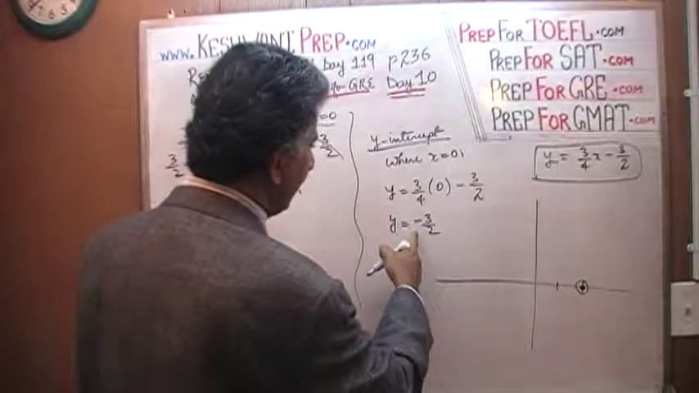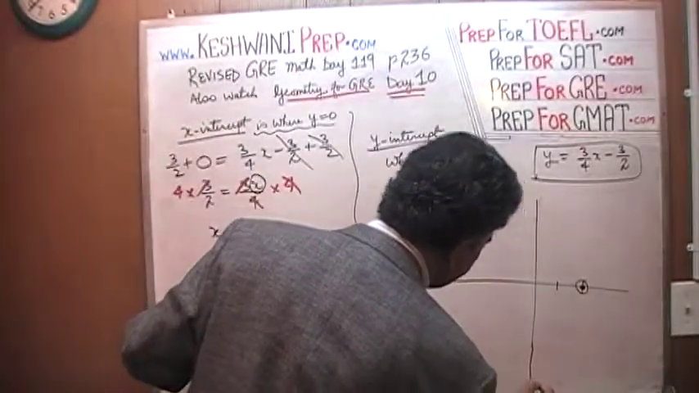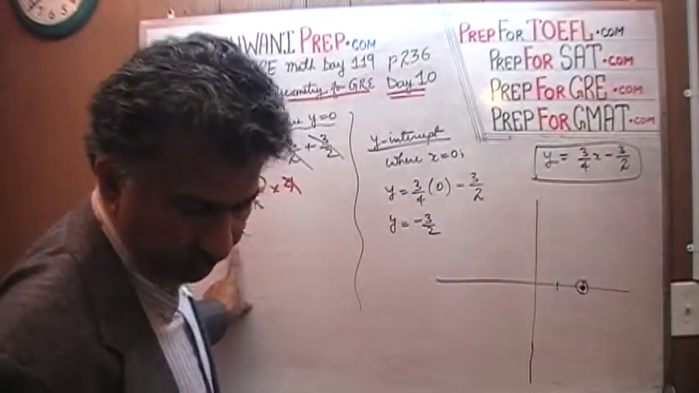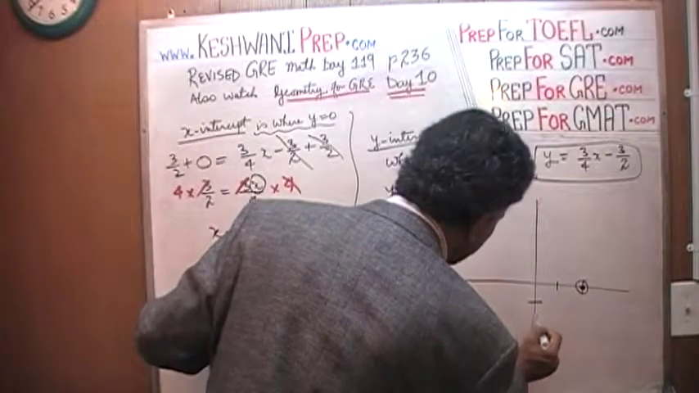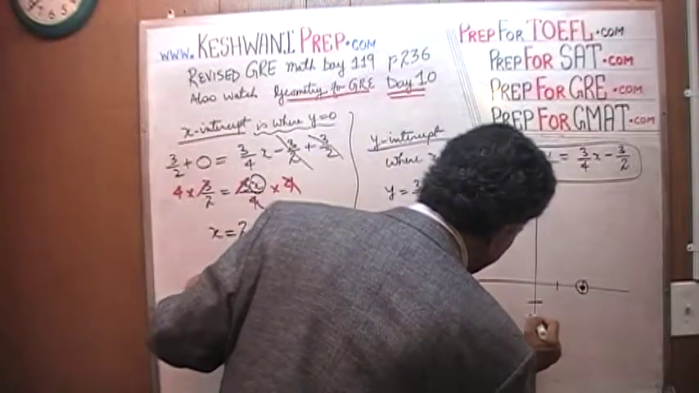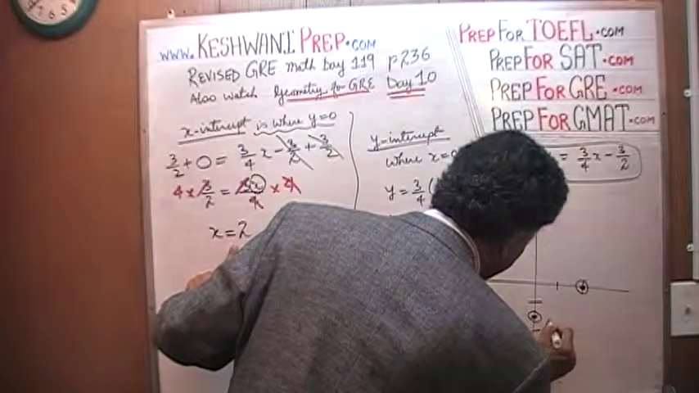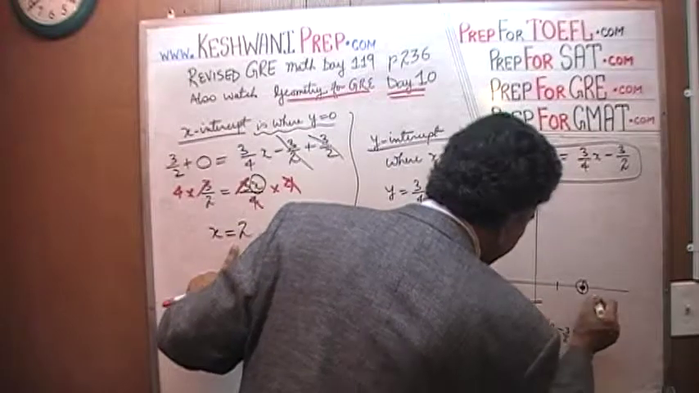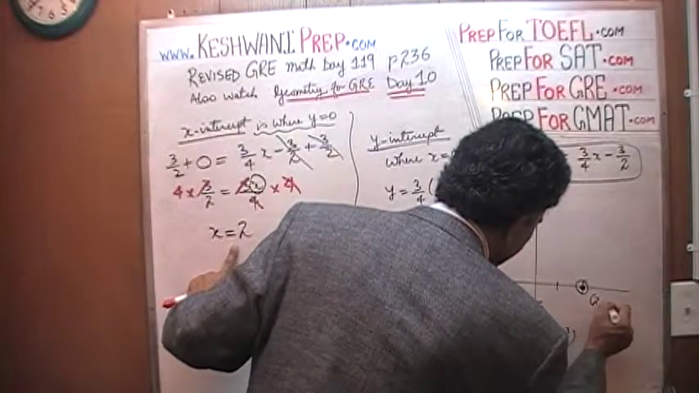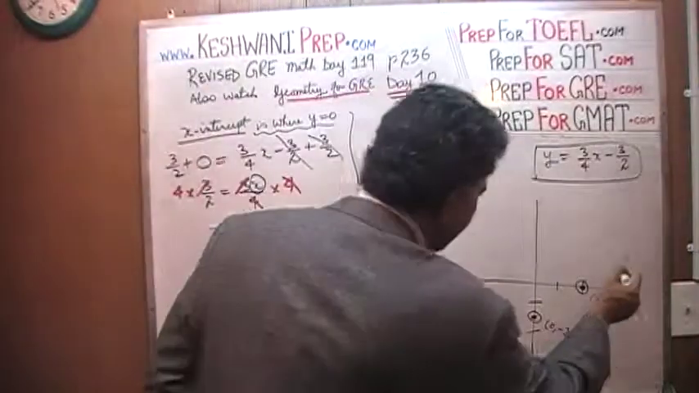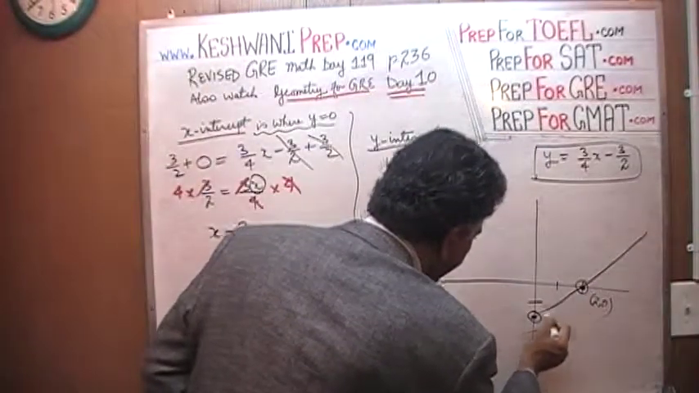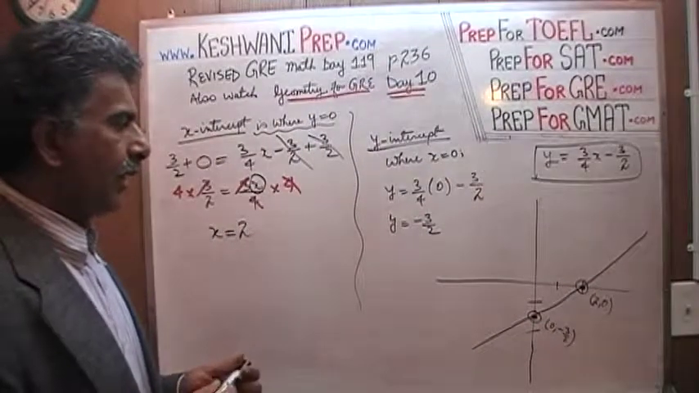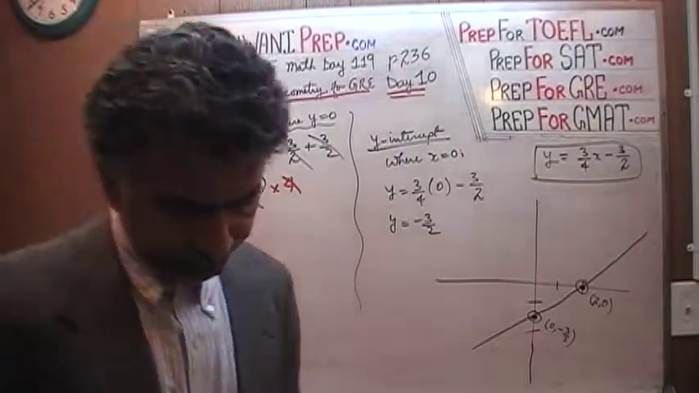And then y-intercept is where y is equal to negative 3 halves. Negative 3 halves is the same as negative 1 and a half. So it's going to be 1, 2, it goes through here. This is negative 1 and a half. So this is where x is 0, y is negative 3 halves. And here x is 2 and y is 0. That's our line. That's it, we are done.